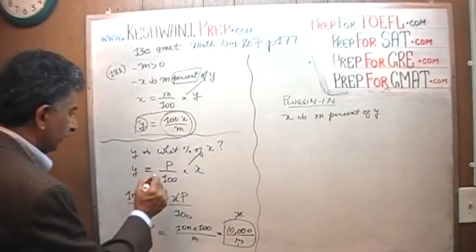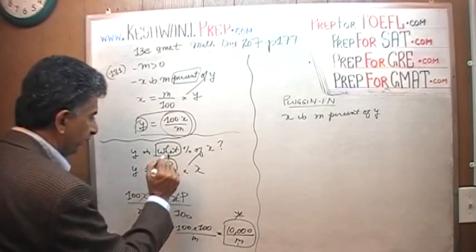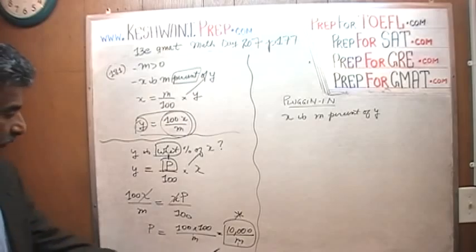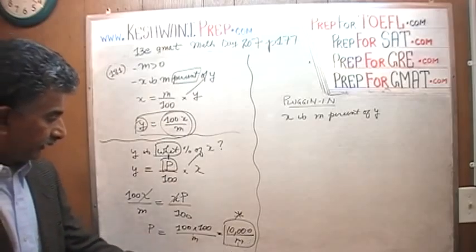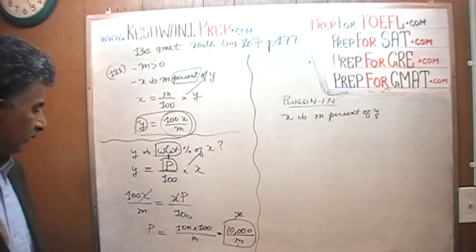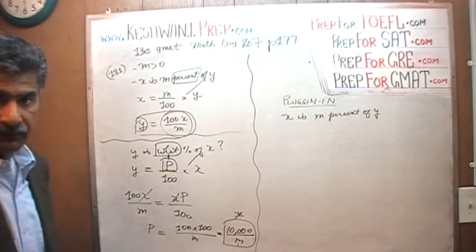See, p was our unknown. This what part is being replaced by p for percentage. So we solve for that unknown in terms of m. In terms of m means in the final answer we can have no other variable except m. We cannot have x in there, we cannot have y in there. It's just 10,000 over m, and that's the answer.